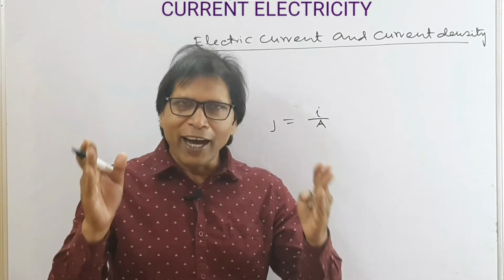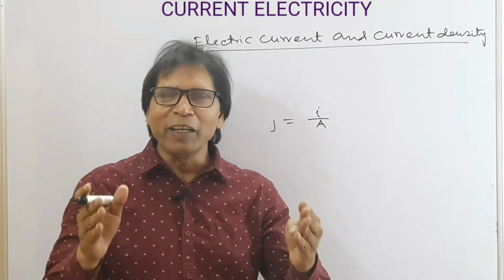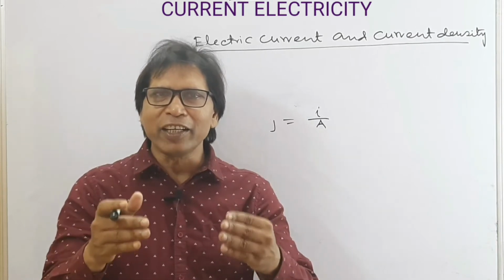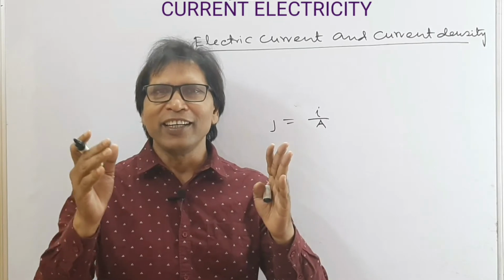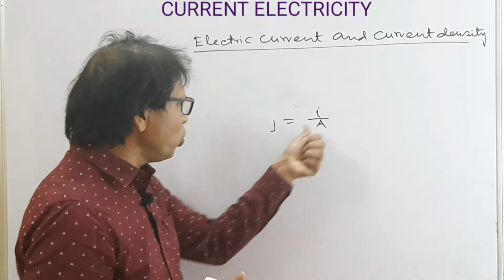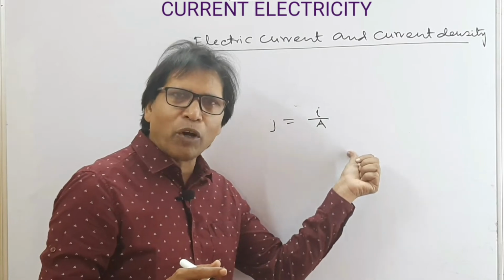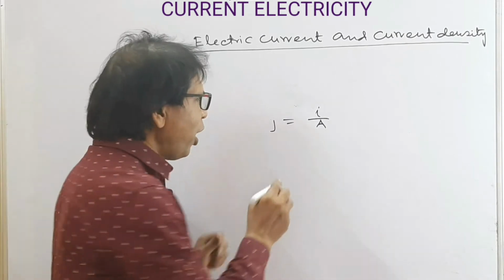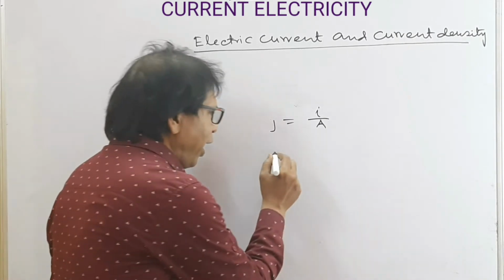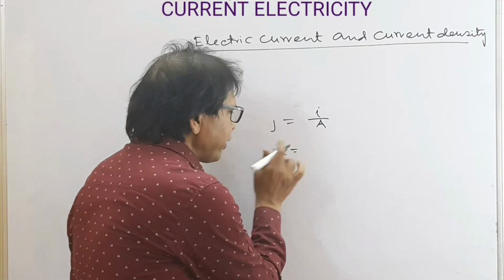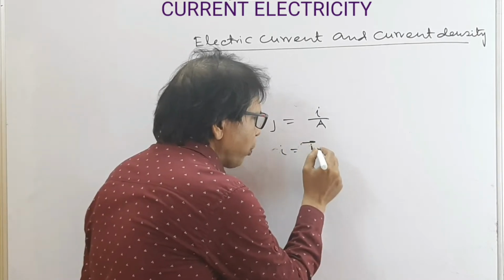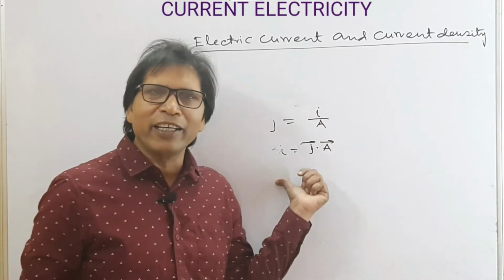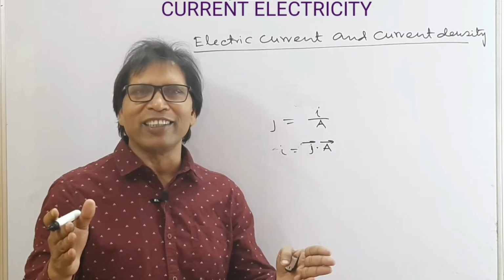Now current density is the current flow per unit area normal to the direction of flow of the current. So current density J equals current divided by area of cross section normal to the direction of flow of the current. Actually, current is the dot product of current density vector and area vector. That is why current is a scalar quantity.